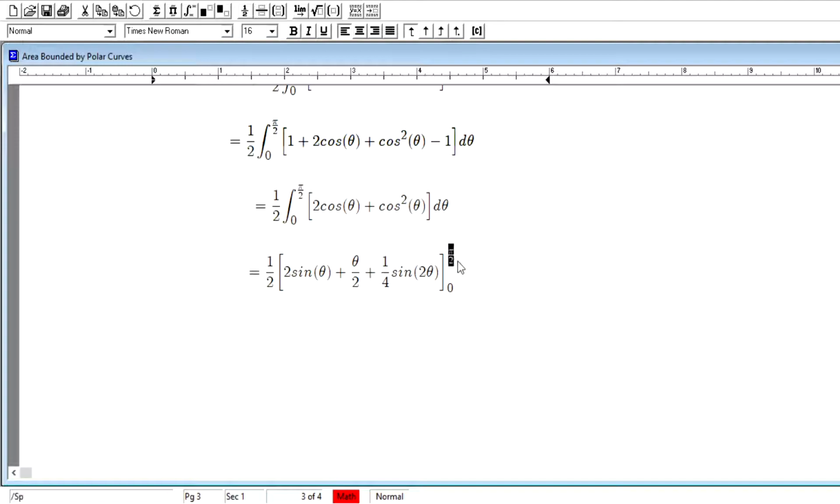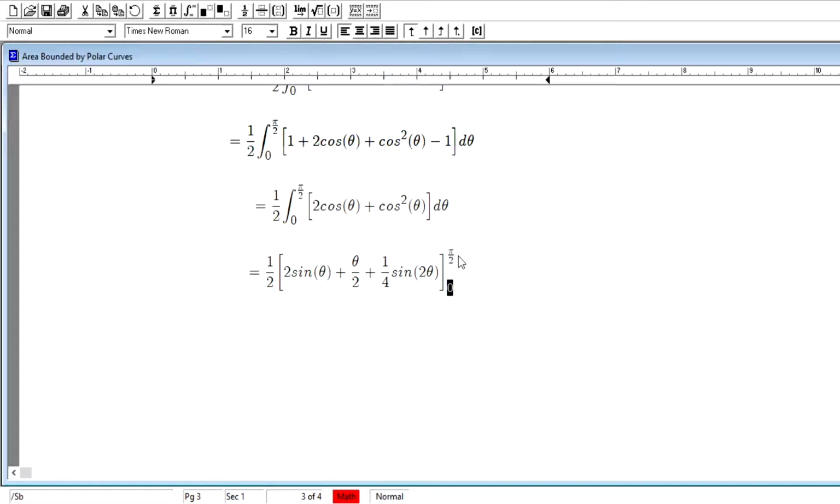If I now evaluate these across these bounds, notice at 0, sine of 0 is 0, so this turns into 0. 0 divided by 2 is 0. So the first two terms add up to 0, and then the sine of 2 times 0, again the sine of 0, is also 0. So the third term results in 0 along with the first two, and this entire quantity becomes 0 when we evaluate it at 0.